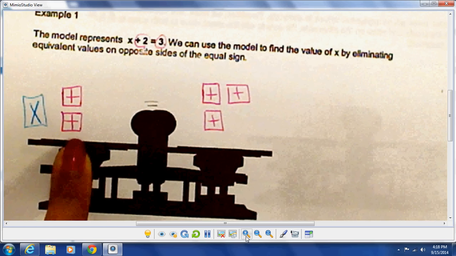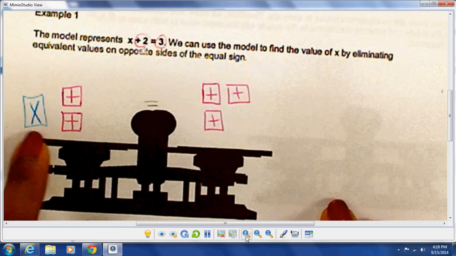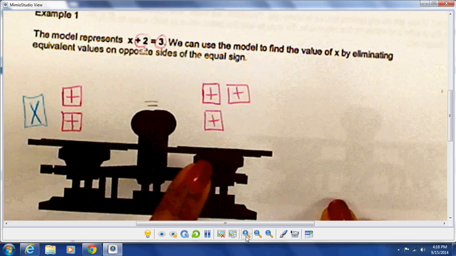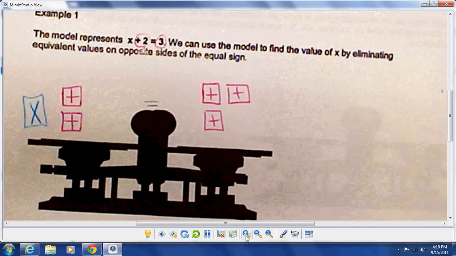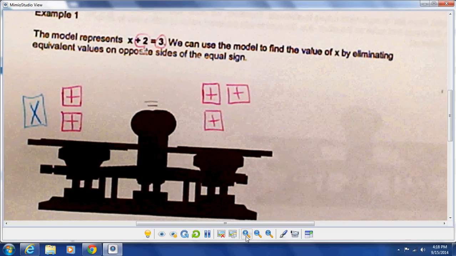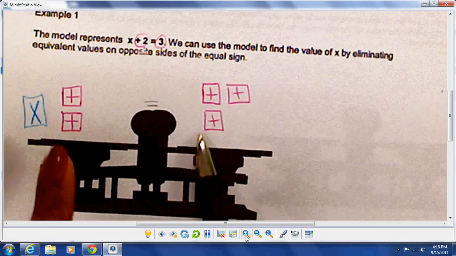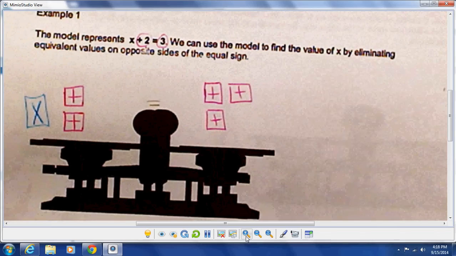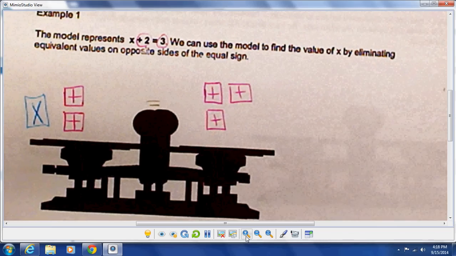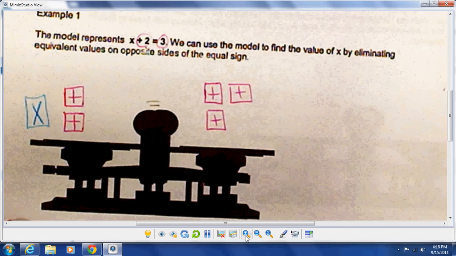So here's my modeled equation, because I see x plus 2 equals 3. Okay, so I'm going to see if I can lift off. Remember, lift off means I'm looking for the same thing on both sides of my equation. Since I see positives on both sides of the equation, I'm going to start lifting them off by removing the same things from both sides.